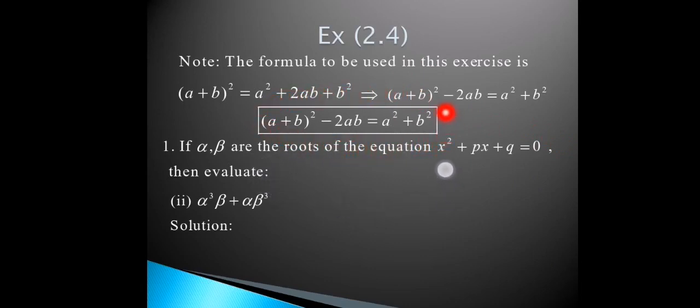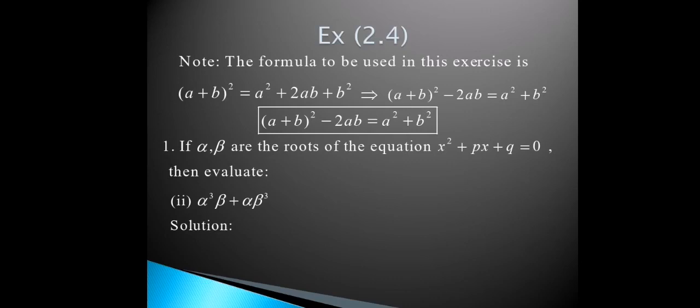Whenever we will have to find out the value of alpha square plus beta square, we will replace it by this expression, that is (a plus b) whole square minus 2ab. Now question number 1 of exercise 2.4 is, if alpha, beta are the roots of the equation x square plus px plus q is equal to 0, then evaluate number 2. Since part 1 will be done by you as a home assignment, we are going to solve part 2 over here, and in part 2 we are given alpha cube beta plus alpha beta cube.